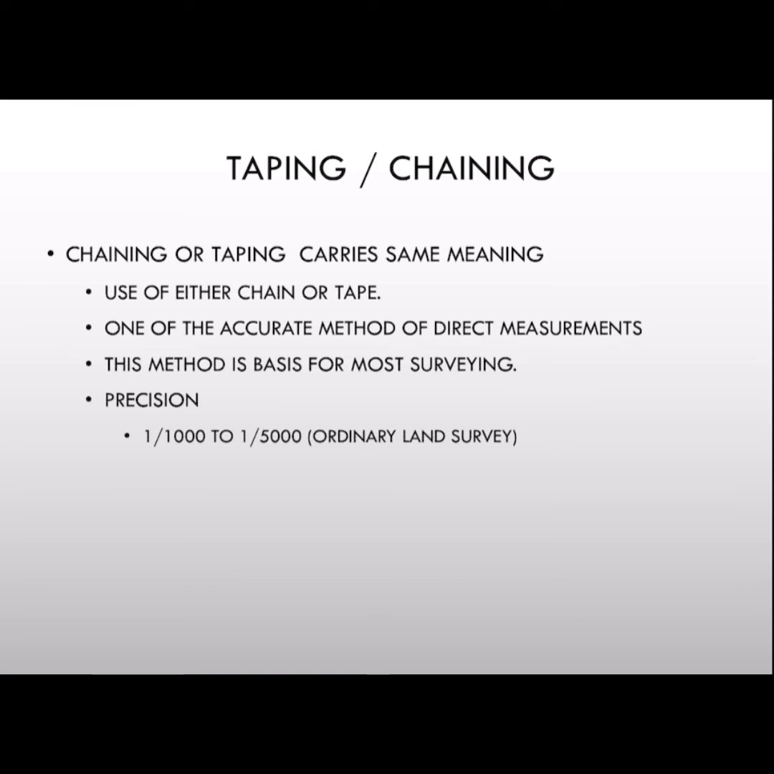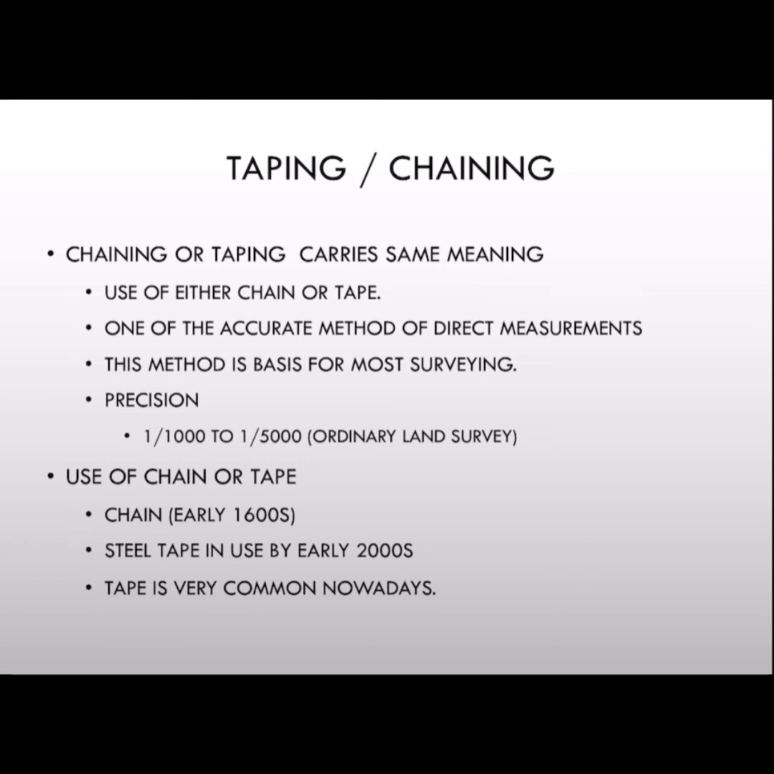Another is taping. Chaining or taping carries the same meaning, using either a chain or tape. It is one of the accurate methods of the direct method. This method is basic for most surveying. Precision is 1 by 1000 to 1 by 5000. It's used in ordinary land survey.